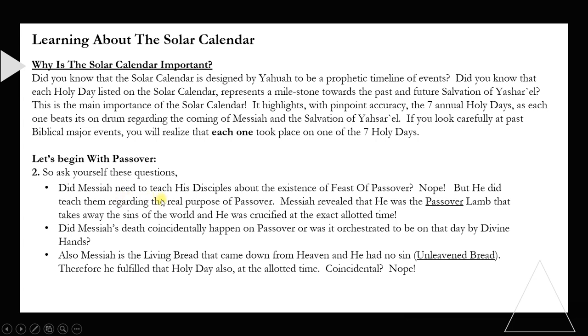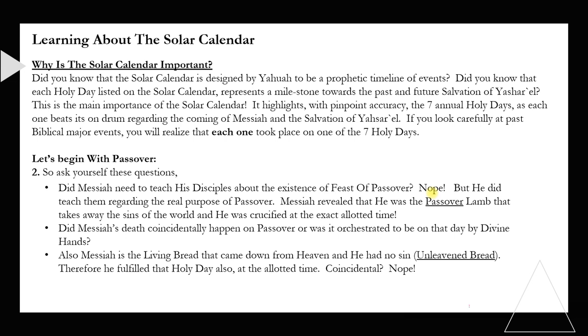Did Messiah need to teach his disciples about the existence of the Feast of Passover? No, they were already doing this before he arrived. But he did teach them regarding the real purpose of Passover. Messiah revealed that he was the Passover lamb that takes away the sins of the world, and he was crucified at the exact allotted, appointed time.